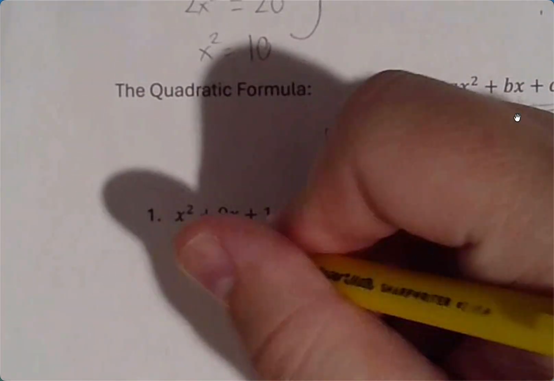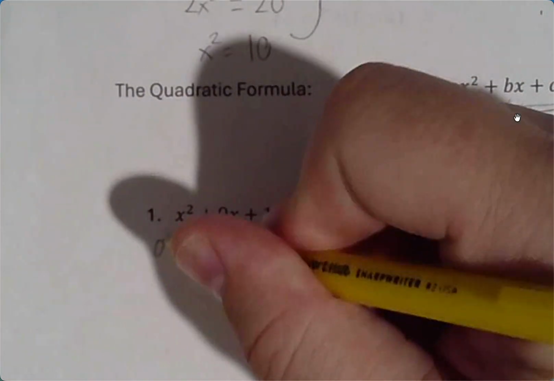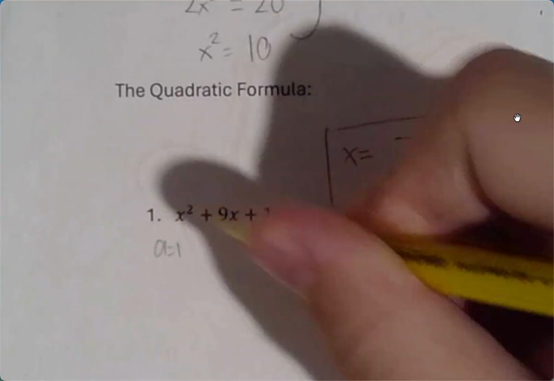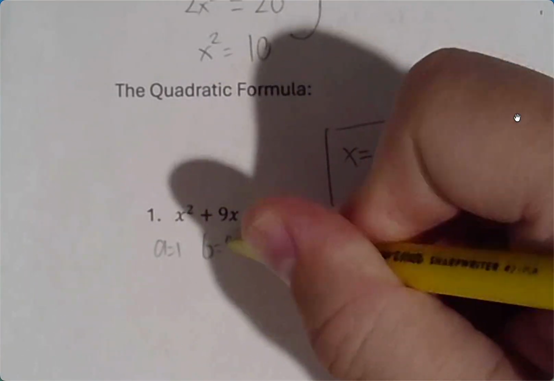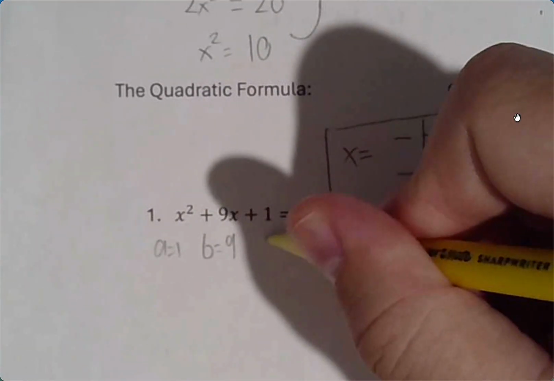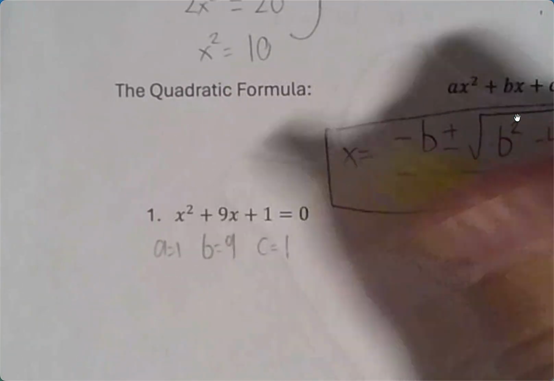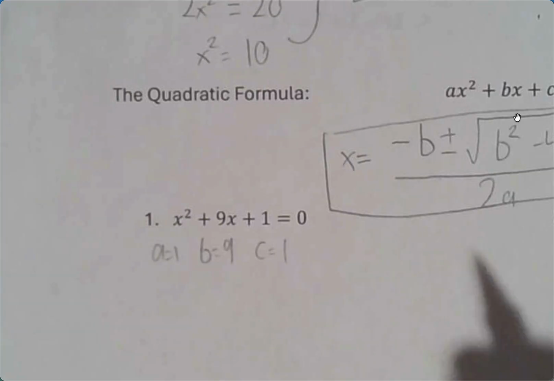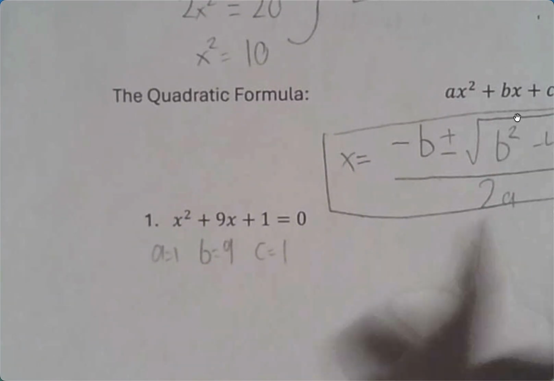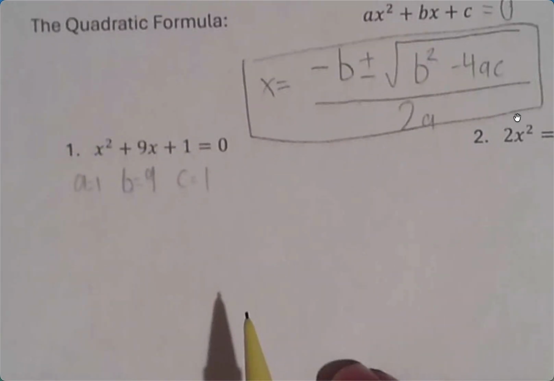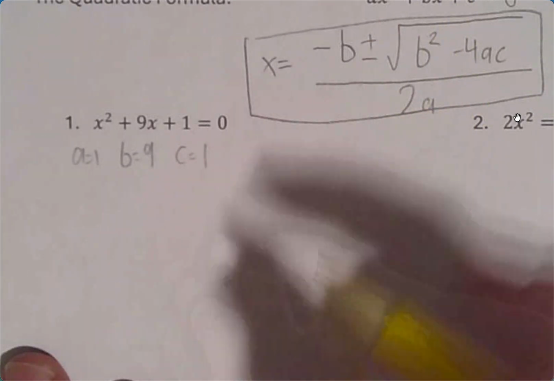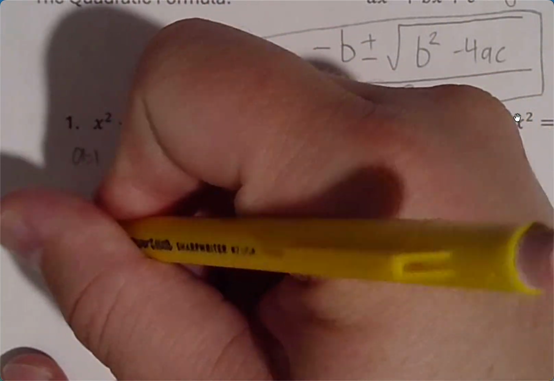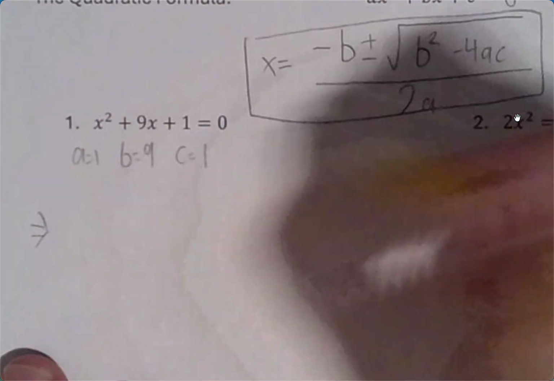First, let's identify a, b, and c in this first problem. Well, a is 1, because that's the number in front of x squared. B is 9, because this is the number in front of x. C is 1, because this is the number by itself. And 0 is on the other side, and that's why I was able to call out these numbers. Well, now it's time to carefully substitute into this formula. That's step 1. Directly substitute.